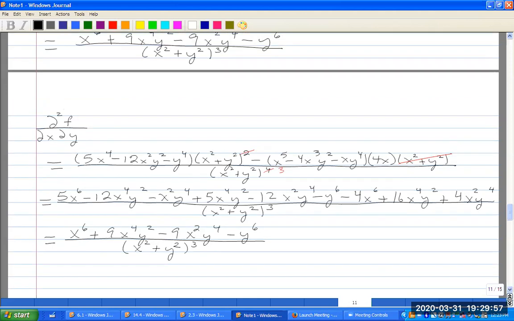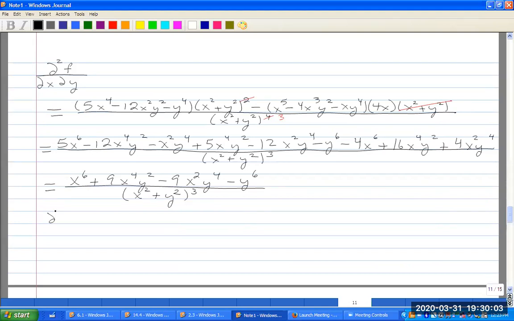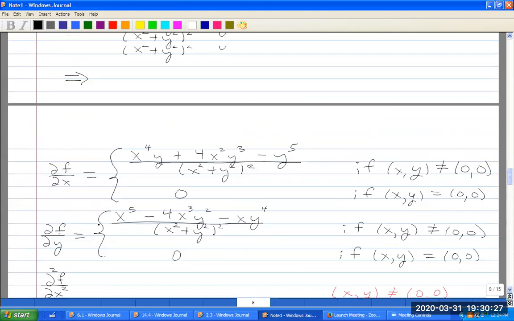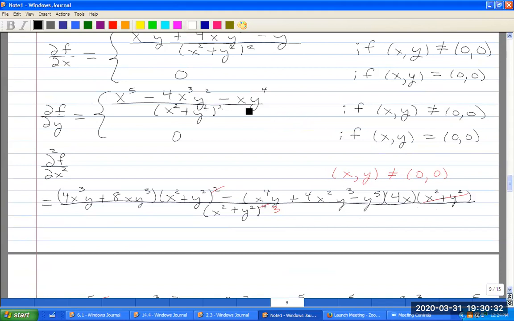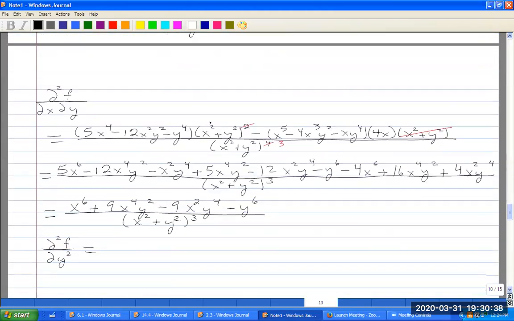And lastly, I just need the partial with respect to y. So now I just do the second partial of f with respect to y. So I'll be taking the partial of y with respect to y. So the derivative of the numerator, wait, I already forgot the partial with respect to y. Oh, so that'll give you a 0. So partial of this with respect to y is 0. That's okay. Got it.